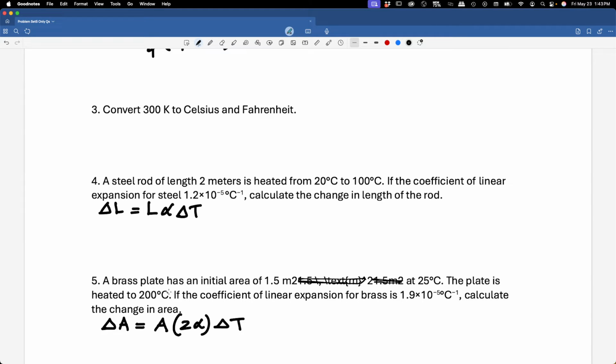The plate is heated to 200 Celsius. So which means now you know the change in temperature is 200 minus 25. That's the delta T. The plate, the alpha is given again, but since we are trying to find the change in area, you got to multiply alpha with 2. So that's why you have 2 alpha. Similarly, if we were trying to find the change in volume, then it should have been multiplied with 3. Keep that in mind. So then multiply those 3 quantities and you get the answer.